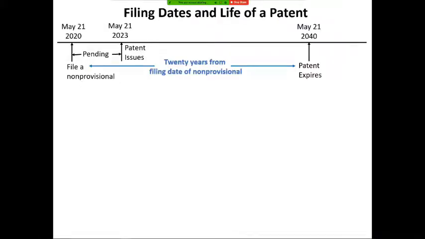All right, now let's talk a little bit about the filing of your patent application and how that influences the life of your patent. The life of a patent is based on the filing date of your non-provisional application. And the life is 20 years from the filing date of that non-provisional application. So if you file your application on May 21 of 2020, 20 years from that date will be May 21, 2040, assuming that you pay the maintenance fees along the way.